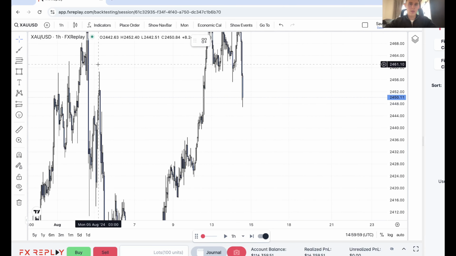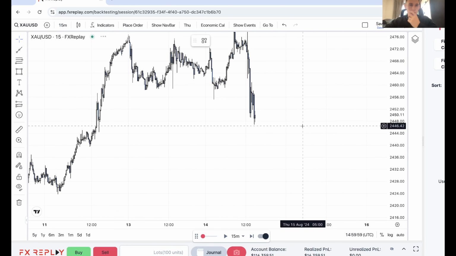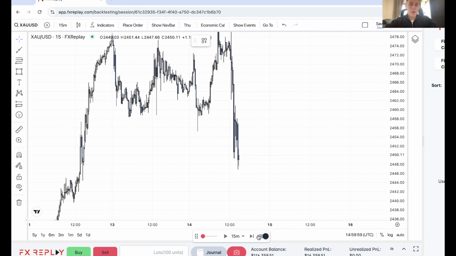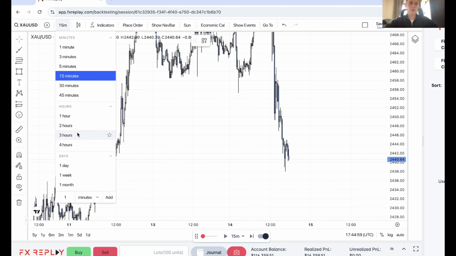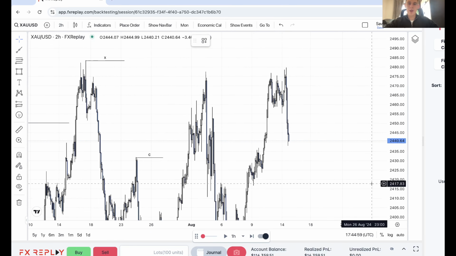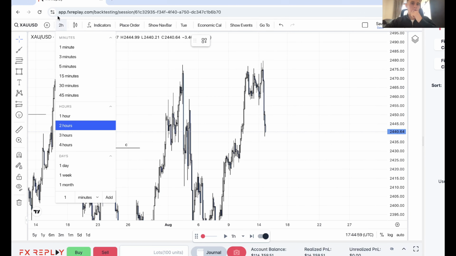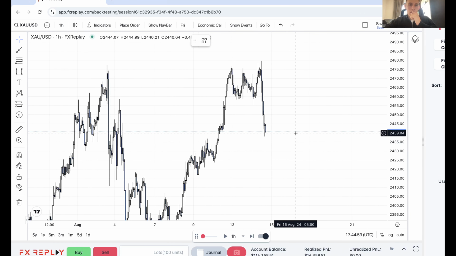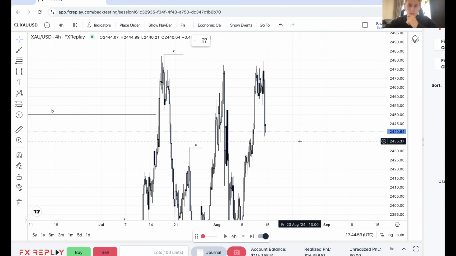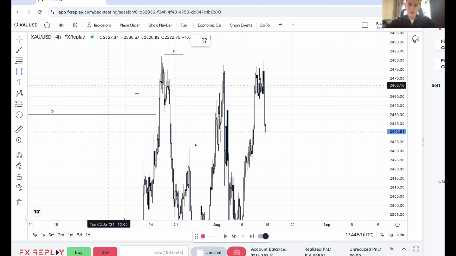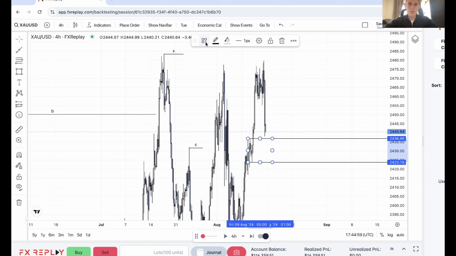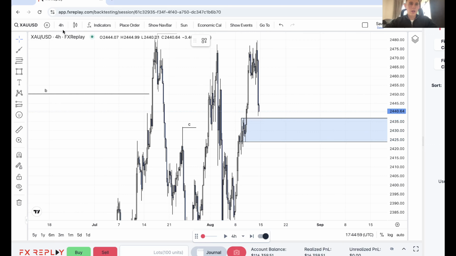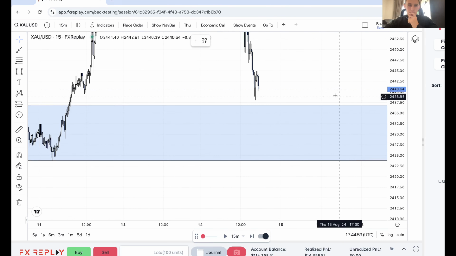There we go. So that wick was taken out. Let's see if we get a reaction for buys here or not. So price looks like it wants to continue lower. So the next area of demand would be this sort of 4-hour zone. So let's see if price can come into there.